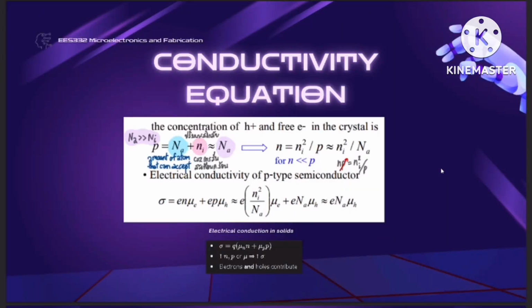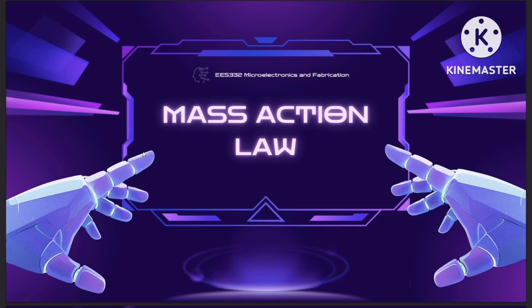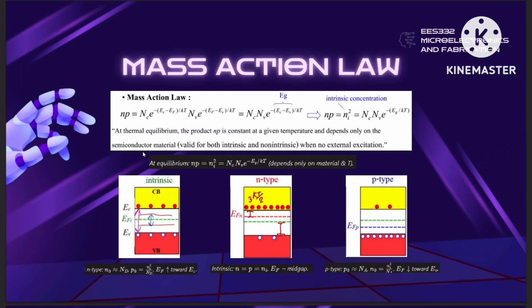And the conductivity equation. Quantitatively, conductivity is given by this equation. Both electrons and holes contribute, and conductivity increases with carrier concentrations n and p, raised by doping, or with increasing mobility mu. Next, we connect carrier statistics to the band gap and temperature through the mass action law. At equilibrium, the product of electron and hole concentration is a material- and temperature-dependent constant. You can see this equation, right?